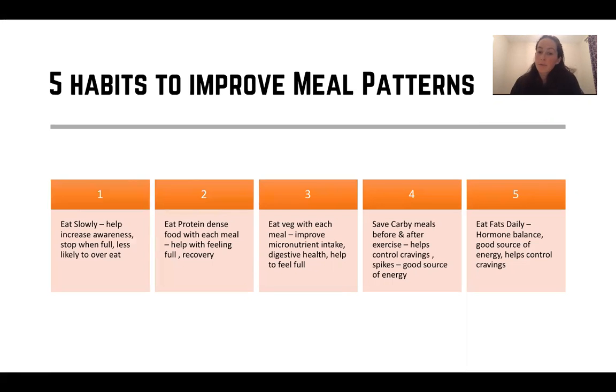Number 4, save your carby meals for before and after exercise. It helps control cravings and spikes, and it's a good source of energy. So you know that you're using the carbs to either recover or for energy for your workout. Number 5, eat fats daily for hormone balance. They're a really good source of energy, especially first thing in the morning, and they help control cravings. So those are 5 habits that you need to write down. Anytime you're struggling, look back at them.